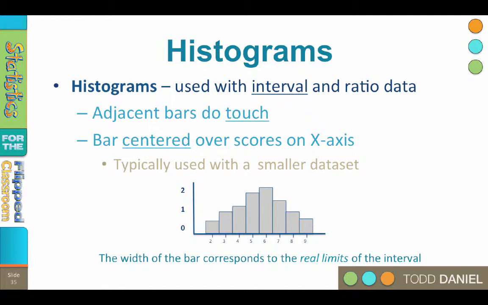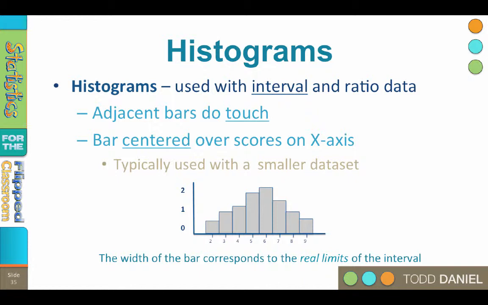We could not arrange the numbers 1 through 5 to run 1, 4, 2, 5, 4. They must be in numerical order, and each bar is therefore connected to the next. Like the bar graph, the vertical bars are centered over the scores on the x-axis. The width of the bar corresponds to the real upper and lower limits of the interval.